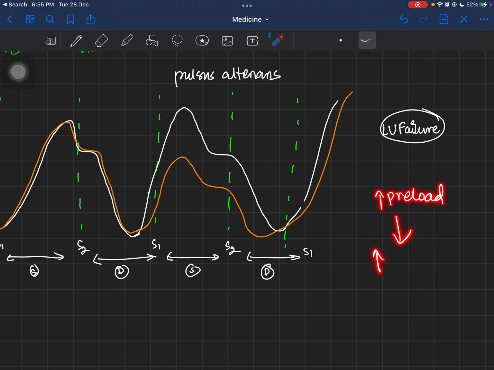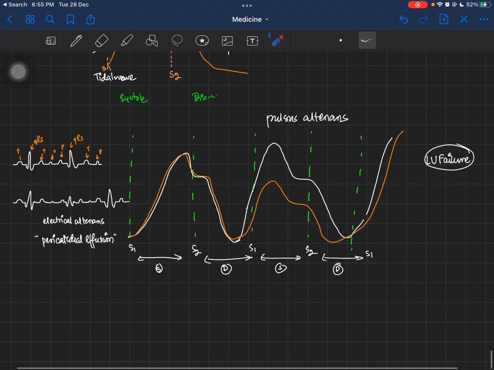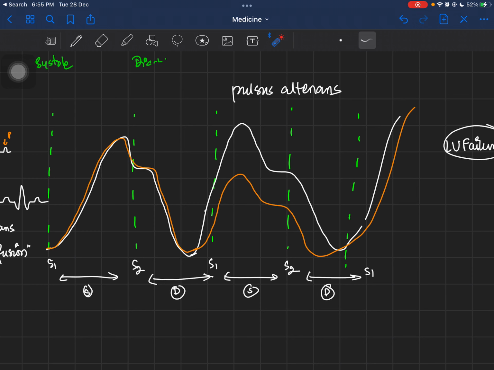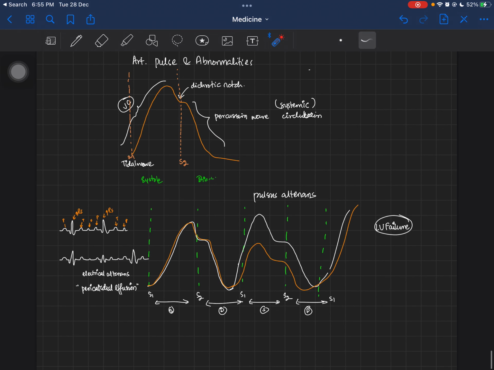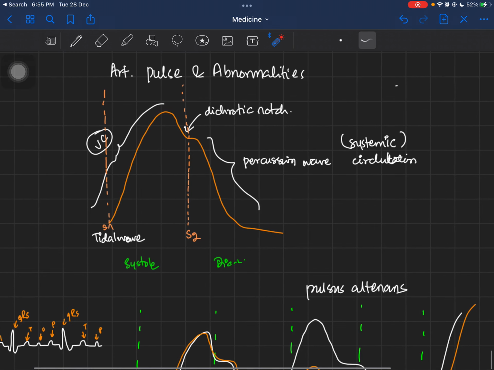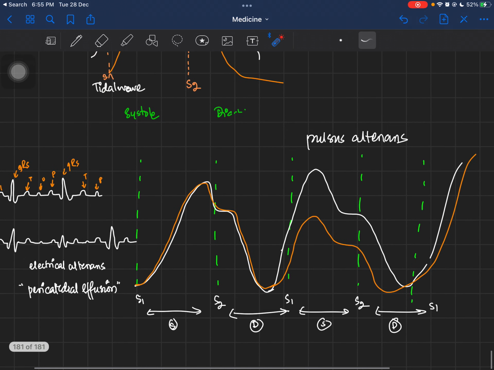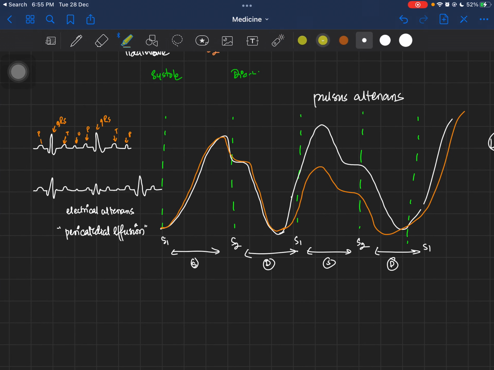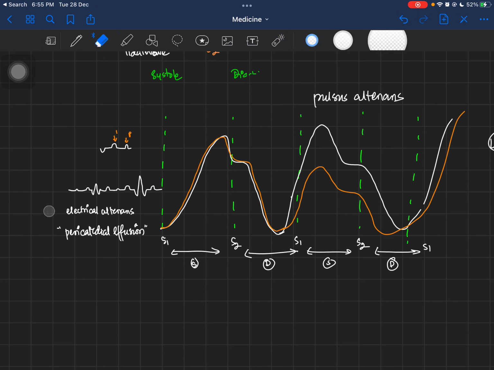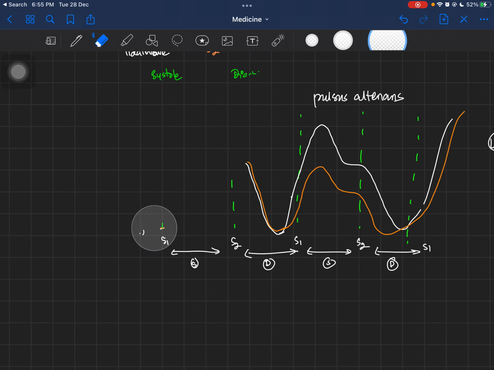So based on the Frank-Starling principle, if there is an increase in preload, there is an increase in contraction strength, so the subsequent contraction will be normal. Again, this cycle will continue as long as the left ventricle is competent enough to push blood out into the systemic circulation. So this cycle will continue, giving rise to pulsus alternans. So we have understood what a normal pulse is, what an abnormal pulse is, and what electrical alternans is. Now let us talk about pulsus paradoxus.